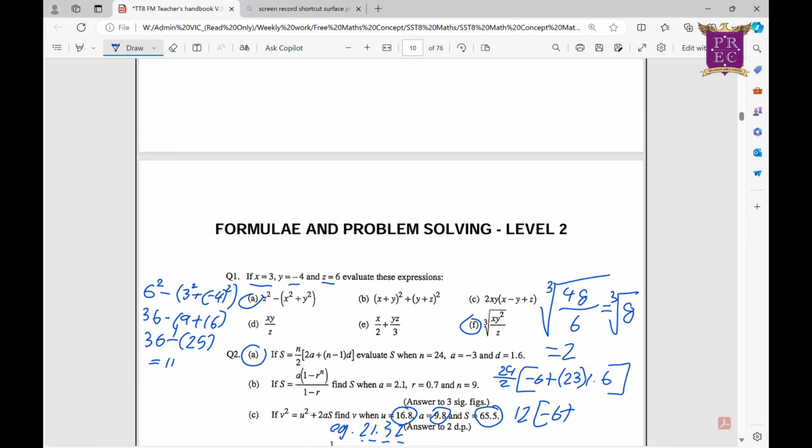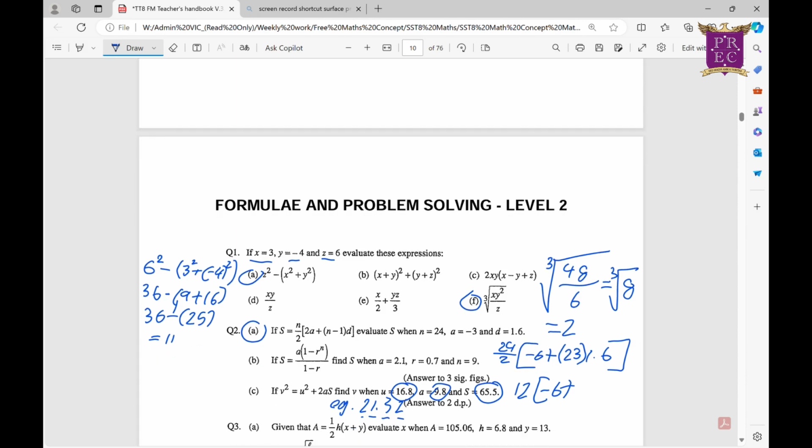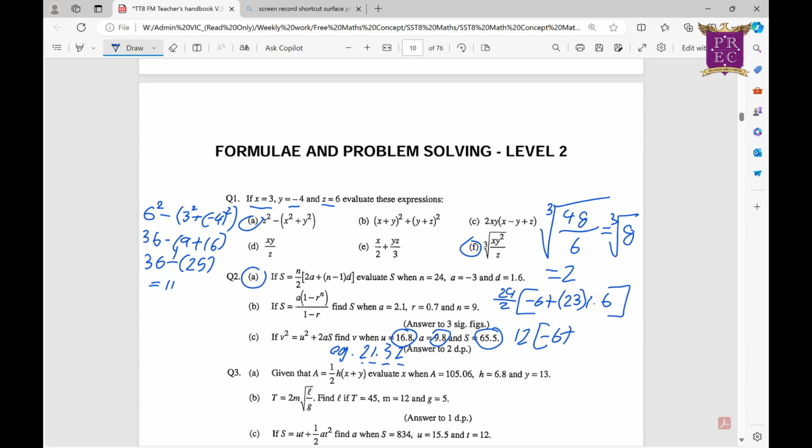What's 23 times 1.6? 23 times 1.6 gives us 36.8. And we need to minus 6 from it, because negative 6 plus a positive number, which is 36.8, gives us 36.8 minus 6, which is 30.8 times by 12.